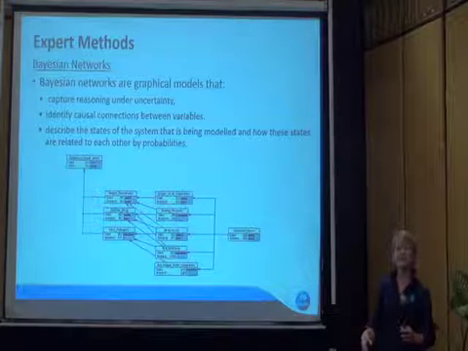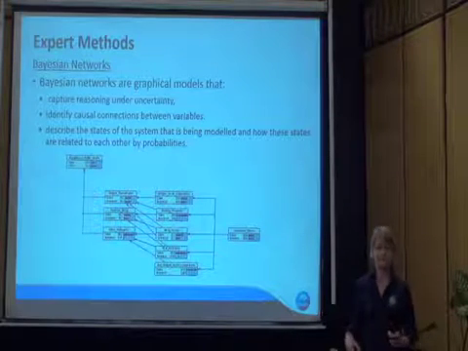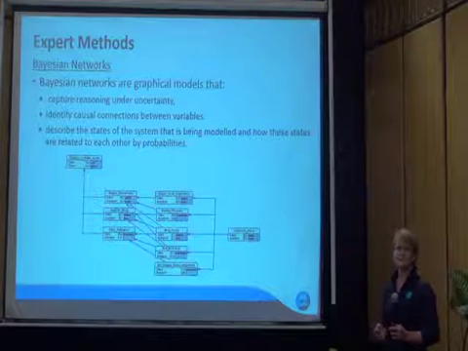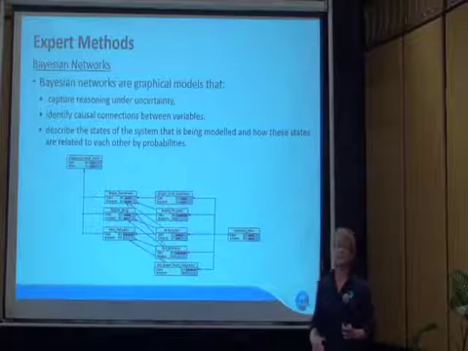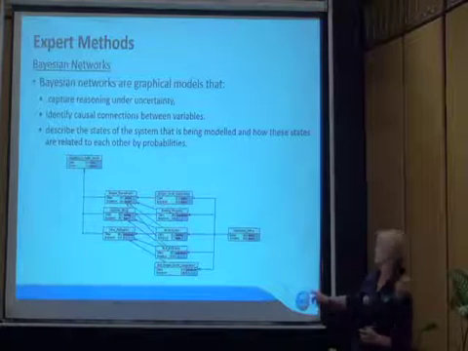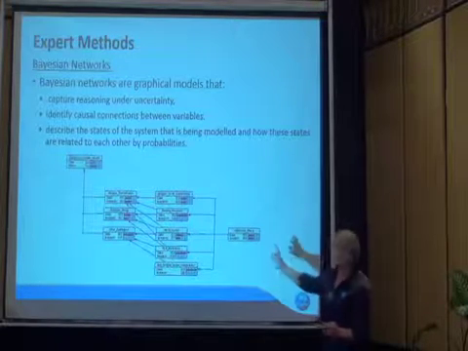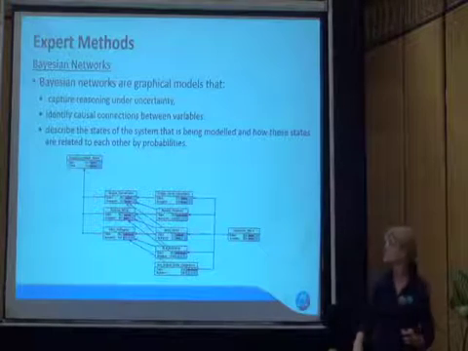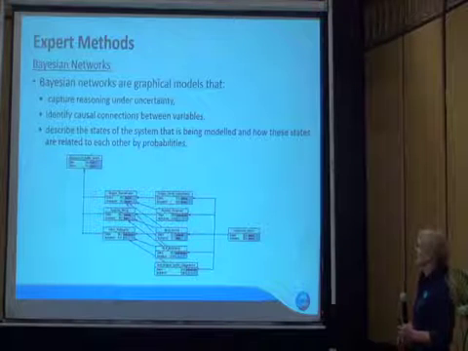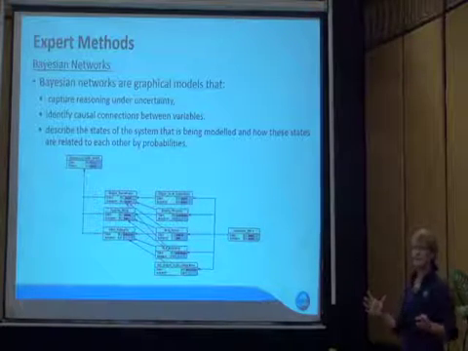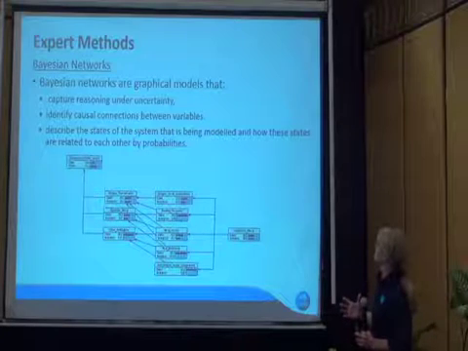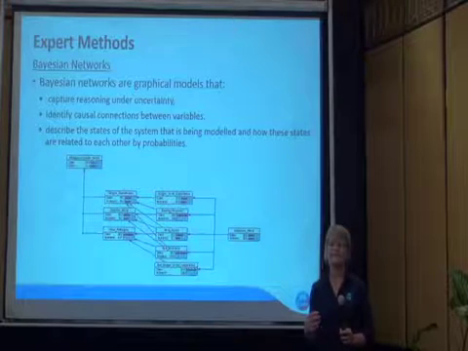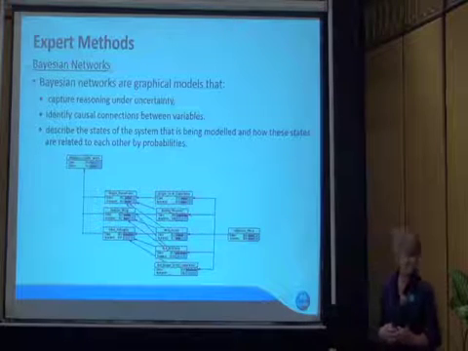It also captures that uncertainty. It identifies the causal relationship. Each of those arrows or links identifies a causal relationship. So that node at the end has a causal relationship to those other nodes. And with this, you can describe the whole state. It captures your interactions, and you can identify those relationships with the probabilities behind them. Next.